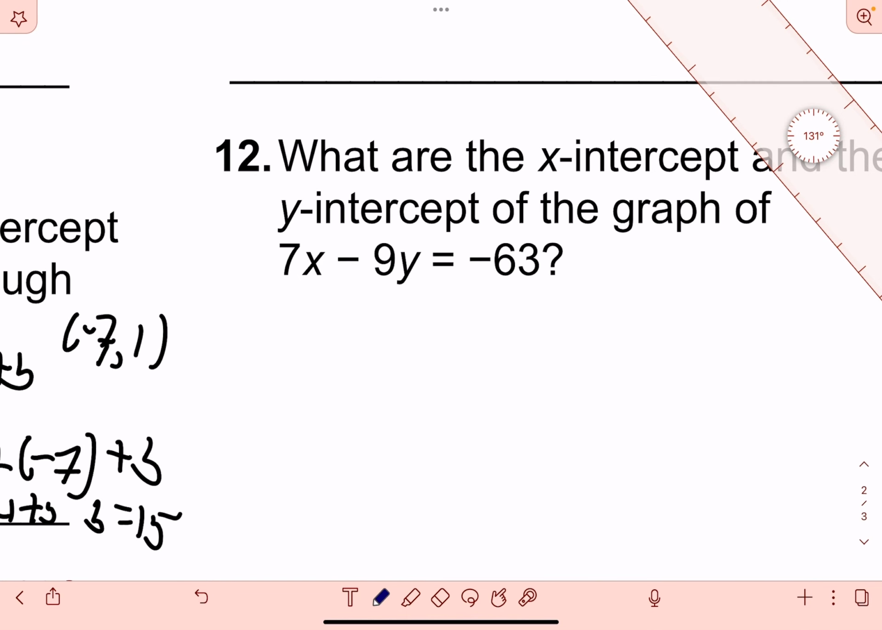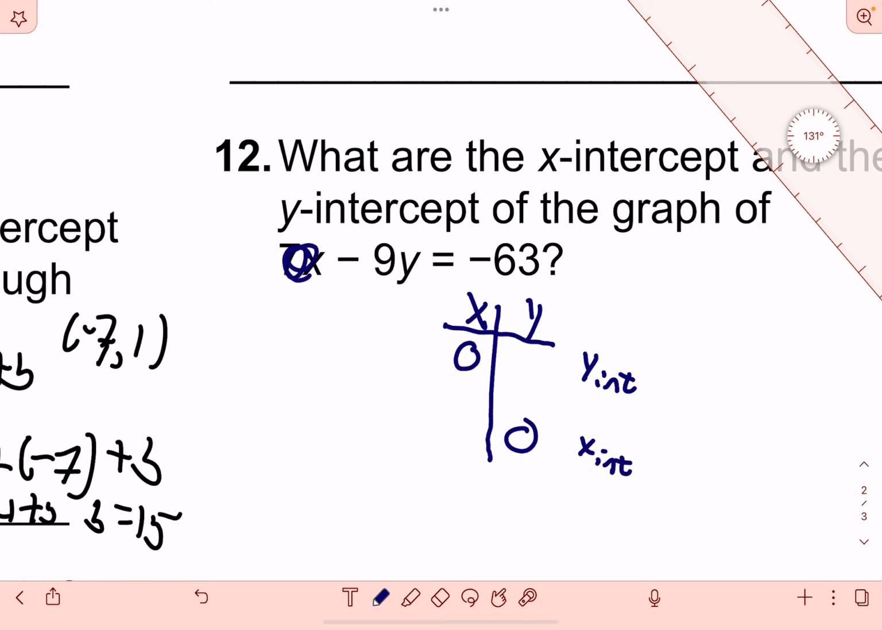So the easiest way is to make a table. Sorry, my voice is gone. x, y. We're going to let x equal 0 and solve for y. This is the y-intercept when x is 0, and this is the x-intercept when y is 0. So when x is 0, notice I'm just covering up the x. We have negative 9y equals negative 63. When you divide by negative 9, don't we get 7?